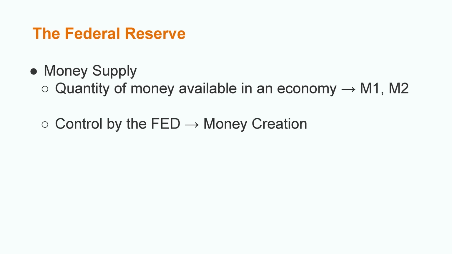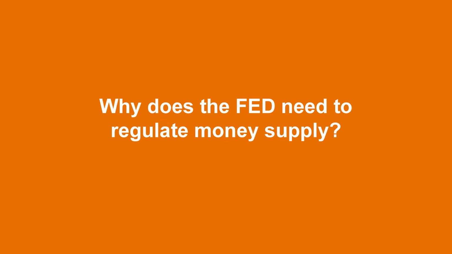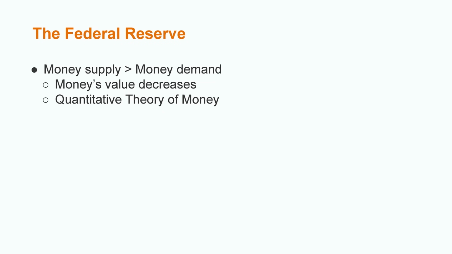However, even though there can be more or less money in circulation, banks or people may not respond to that. For example, if there is more money supply, it is not certain that people will start using more money. But why does the Fed need to regulate money supply? The Fed, as we've just seen, has the capacity of creating money, but that capacity has its own limitations. Imagine that the Fed created money endlessly. Would it still be able to possess value?